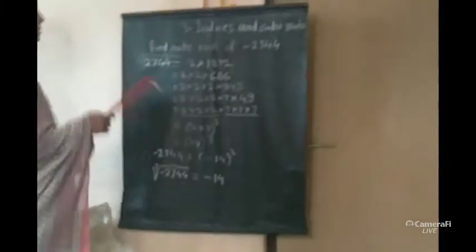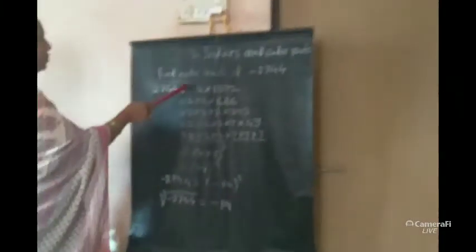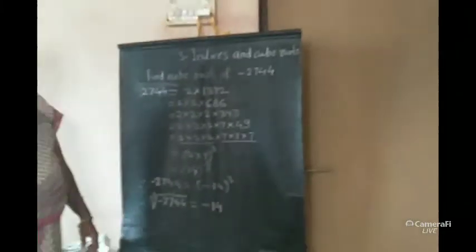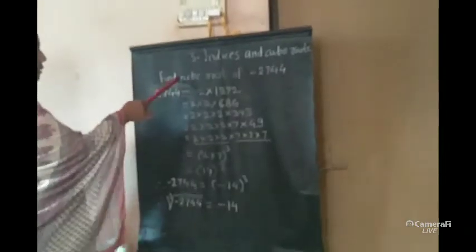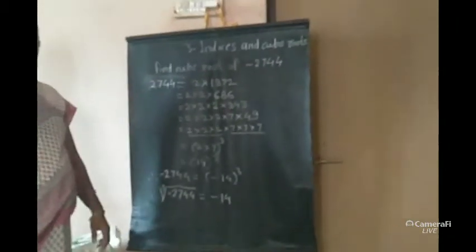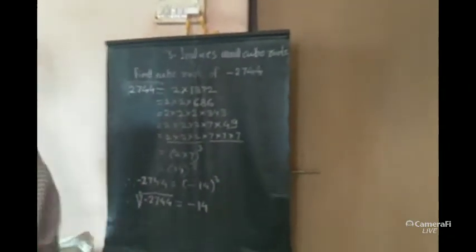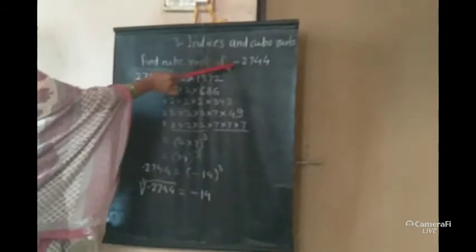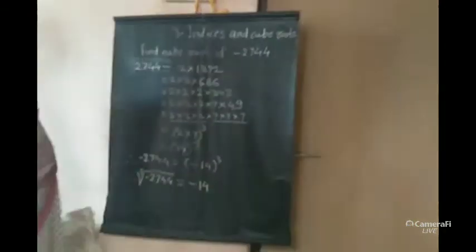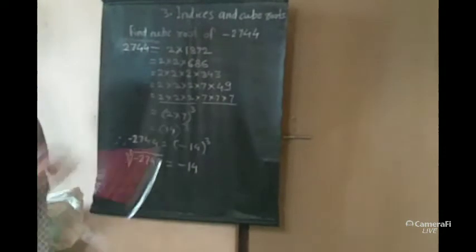In the last lecture, we studied how to find the cube root of numbers in practice set 3.3. Here I have taken one example from practice set 3.3. Question number 1: how do we find the cube root of a negative number? Here a negative number is given to you. It is a negative cube number. We have to find its cube root.